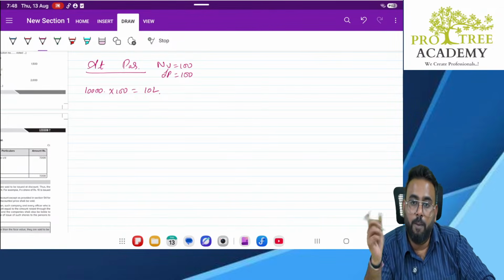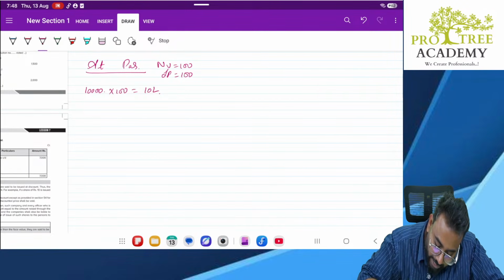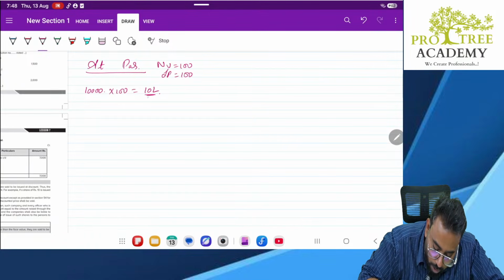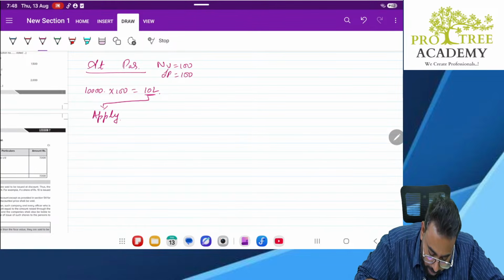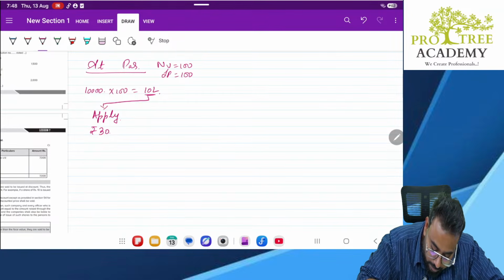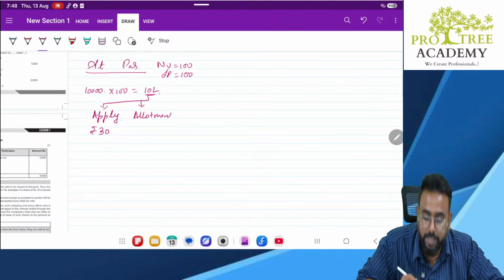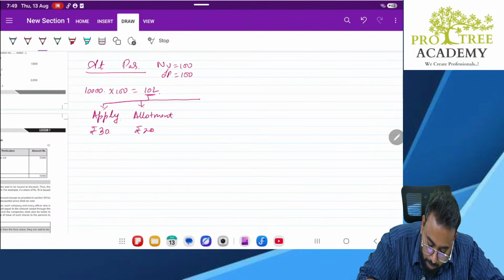So I want 10 lakhs, but what I said is, whoever is applying, while you apply, pay me rupees 30. While applying, pay me rupees 30. Then on allotment, pay me 20. Balance you pay me on first and final call.